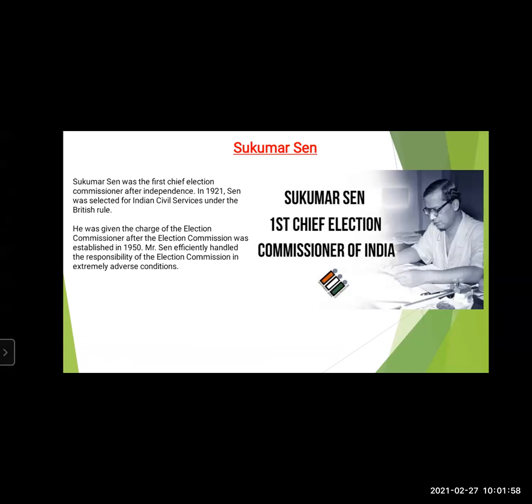Now, students, the first election which was conducted in our country after independence was in the year 1951 to 52. Before that, the election commission was established in the year 1950. And who was given the charge as the first chief election commissioner? That was Sukumar Sen. Mr. Sen handled it very efficiently and in a very precise manner, because it was the first election. We can think about how much pressure he might have been holding during that time, to conduct the election in a very successful and peaceful manner. It was a very difficult condition during that time, but he handled it very efficiently.